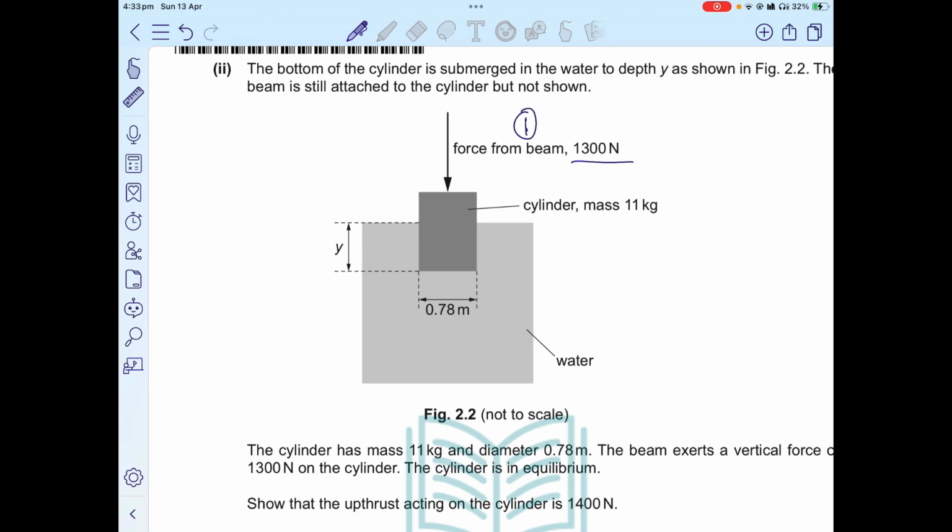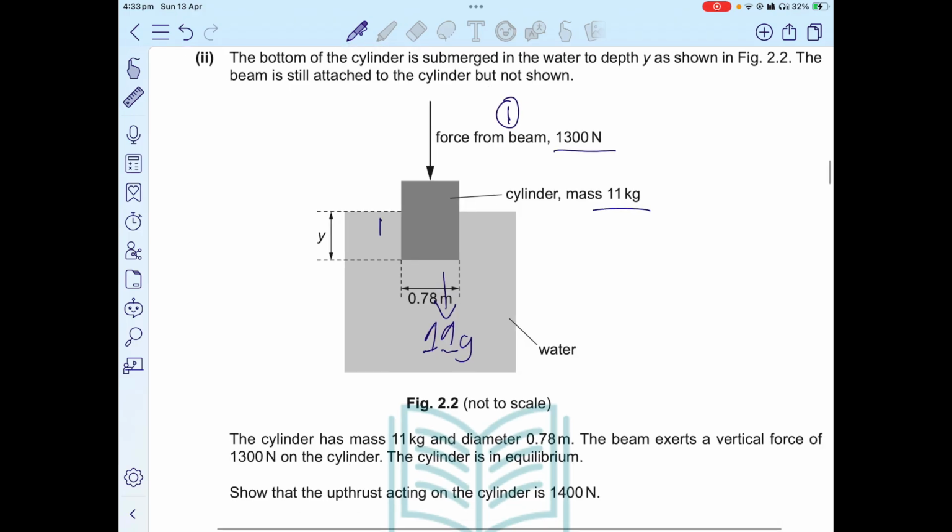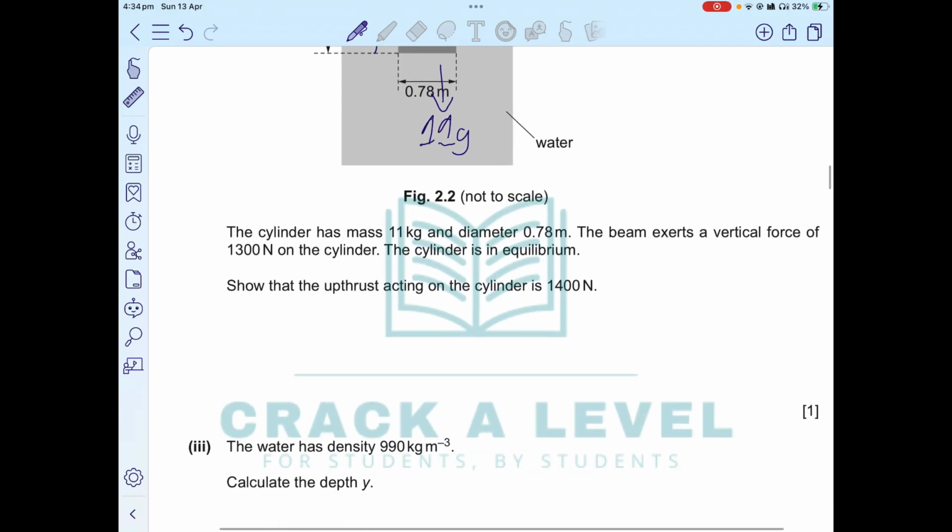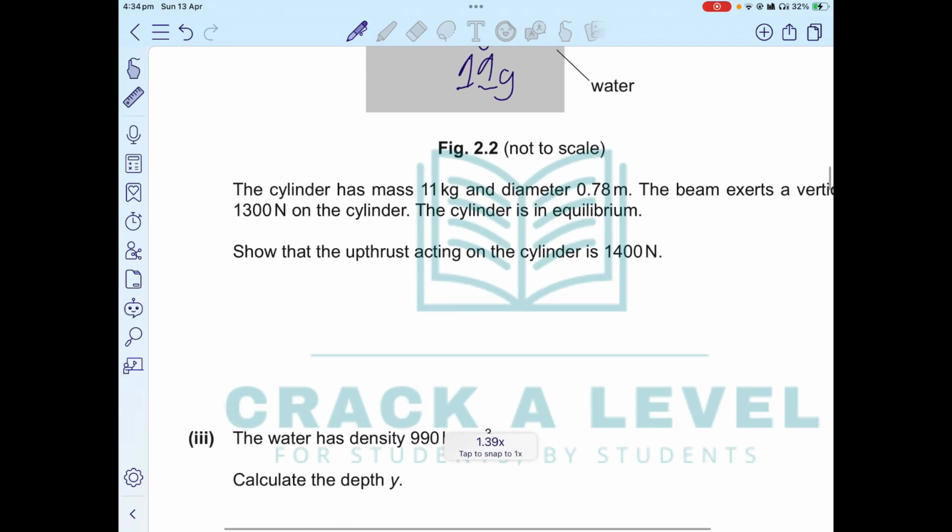Another force is the weight force, which is acting downwards, and that will obviously be 11 times g because that's the weight. Both of these downward forces will equal the upward force because it's in equilibrium. So the total upward force should be equal to the total downward force. And therefore we have to work out the upthrust. Let's take the upward force as equal to the downward force.